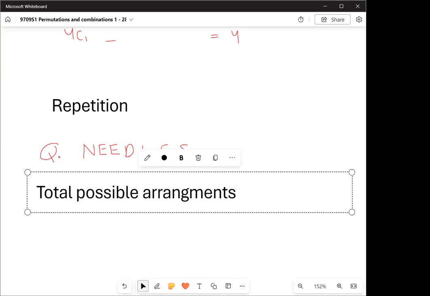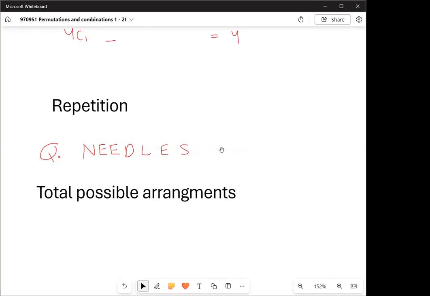Is the answer 120? 1 second, I have to check in a bit.